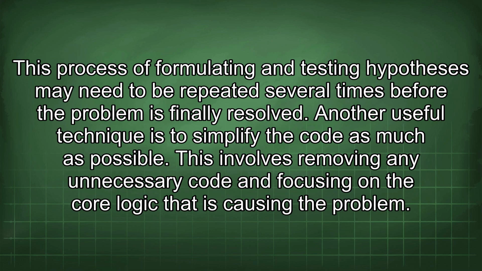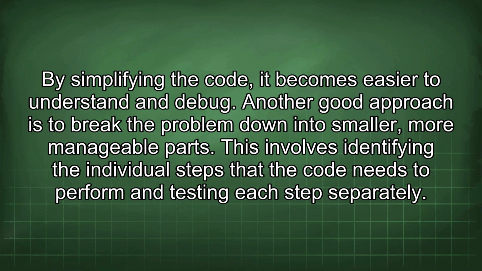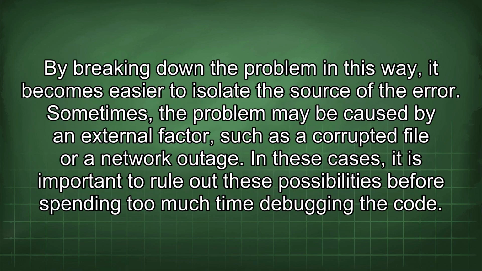Another useful technique is to simplify the code as much as possible. This involves removing any unnecessary code and focusing on the core logic that is causing the problem. By simplifying the code, it becomes easier to understand and debug. Another good approach is to break the problem down into smaller, more manageable parts. This involves identifying the individual steps that the code needs to perform and testing each step separately. By breaking down the problem in this way, it becomes easier to isolate the source of the error.